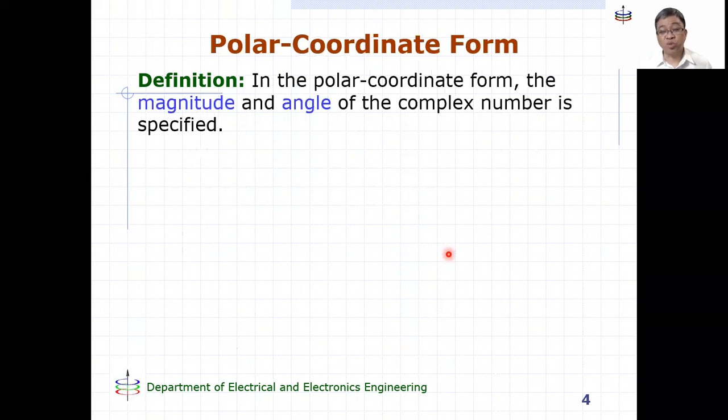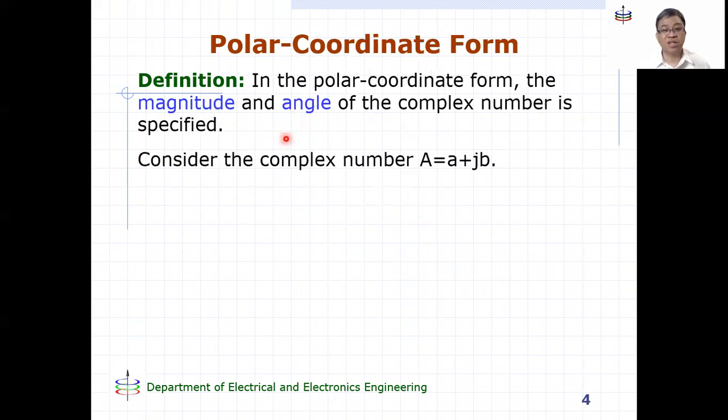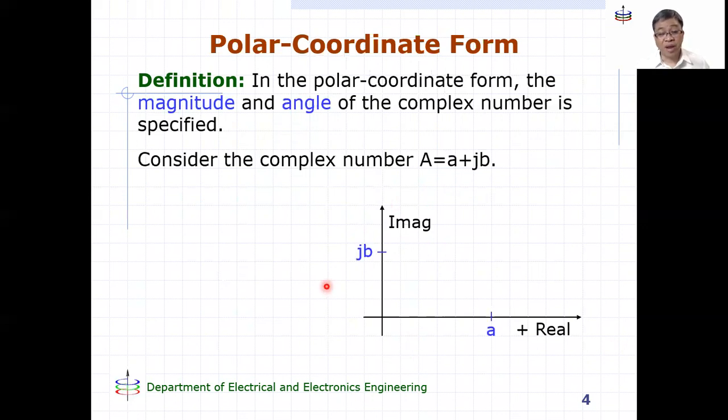But there's another way to represent our complex numbers. We can represent it in its polar coordinate form. This time, we include the magnitude and the angle of the complex number. Let's look at it this way. So we still have A is equal to the sum of real part a and imaginary part b. And we can still plot it along our Cartesian coordinate, real axis on the horizontal axis, imaginary component on the vertical axis. That's the components.